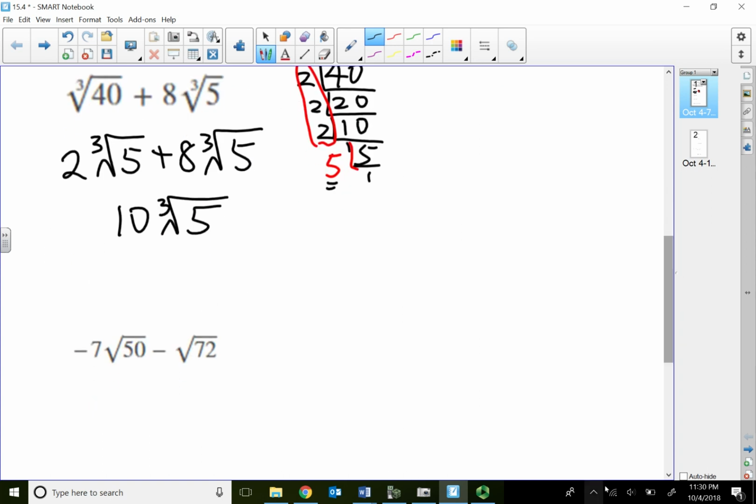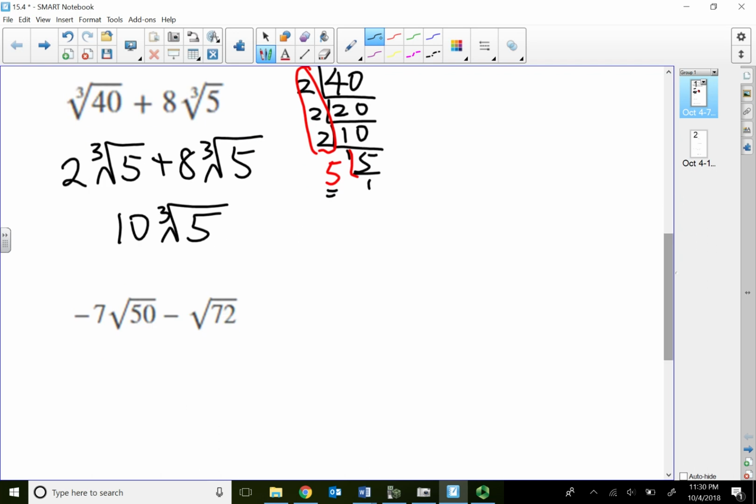All right, so let's try this one. Here we have to simplify both of them, 50 and 72. Again, there are different ways we can do this. I've been breaking it down on the side using prime numbers. If you want to do it a different way, that's fine. Sometimes I simply write what times what is 50, which is 5 times 10. And 10 I know is 5 times 2 again.